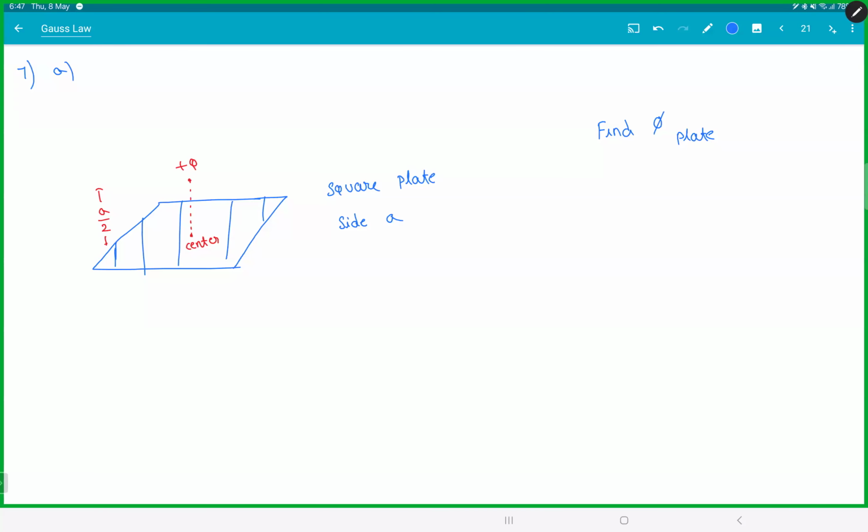So when you get these kinds of questions, you need to ask yourself, why did I give that A by 2 specifically? The side of the square is A. So when you see this, you will realize there's some kind of symmetry. This is one chapter, Gauss law, where we actually use a lot of symmetrical things. So listen to this. I'll give you an idea.